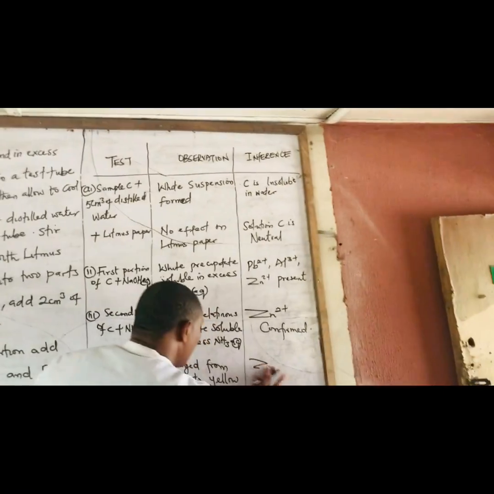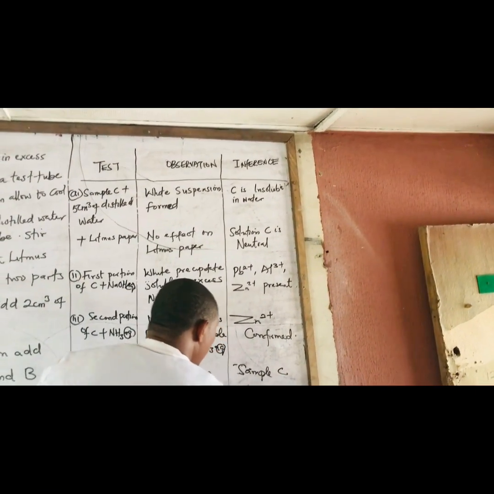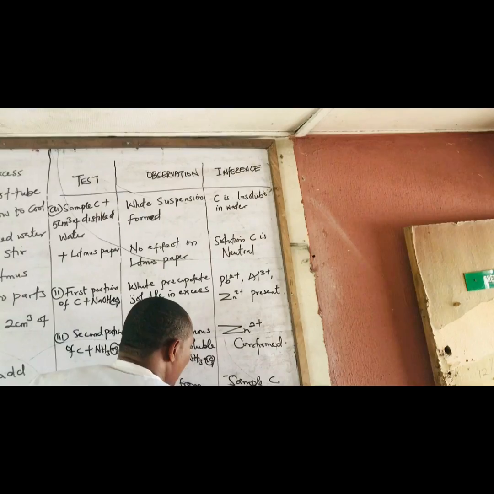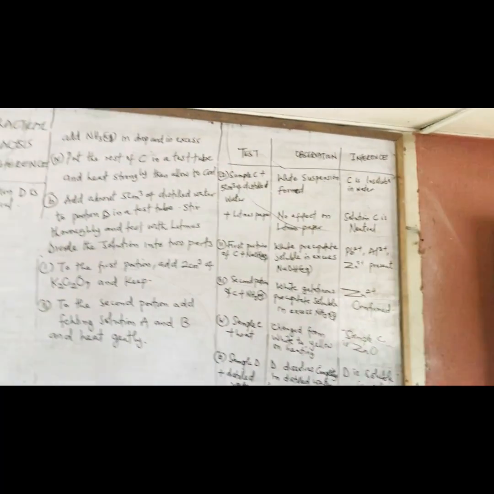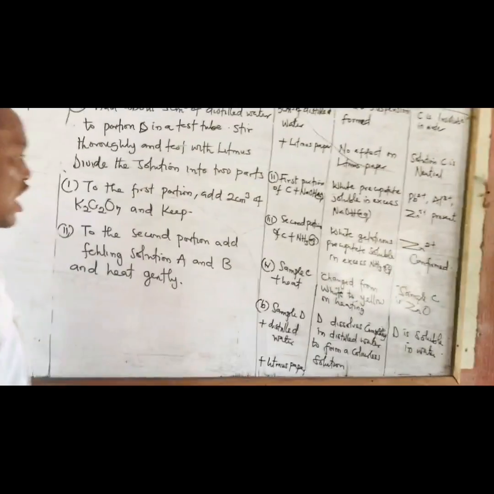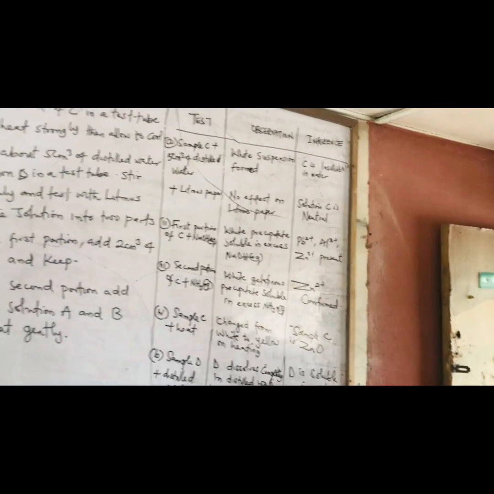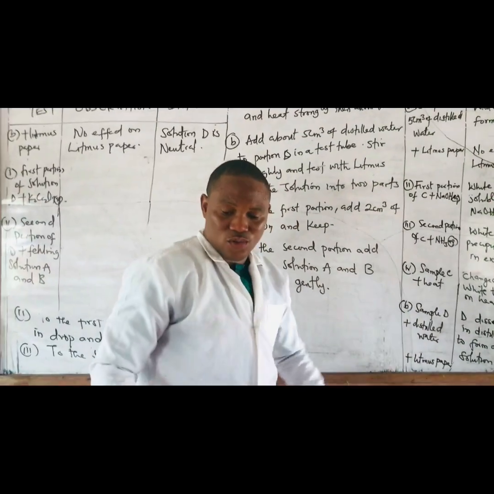Let me say sample C is what? Zinc oxide. That's the only compound that will change from white to yellow when heated, and if you cool it again, it turns back to white. So change from white to yellow on heating, then sample C is what? Is zinc oxide. Okay? So that is that.